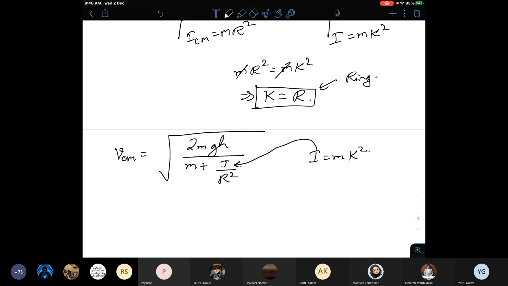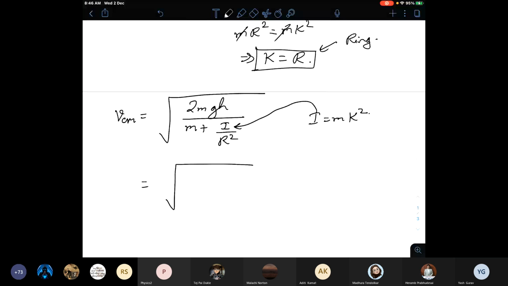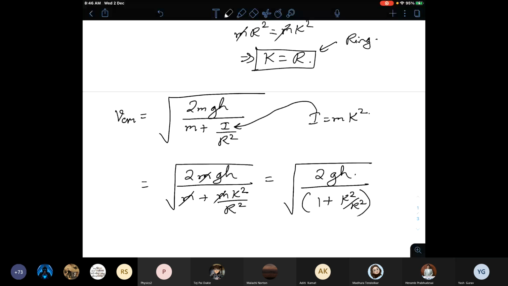As and when you replace this, see what happens. It becomes under root of 2mgh upon m plus mk square by r square. You can see from the denominator that m is coming out as common, and there is an m in the numerator also. So this m cancels out. So this becomes under root of 2gh upon 1 plus k square by r square.